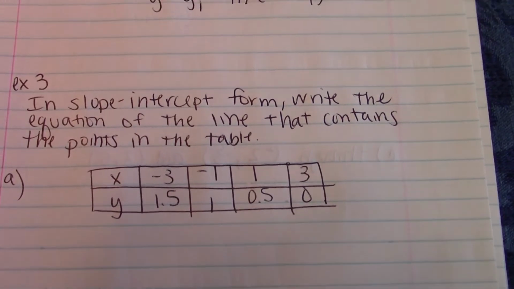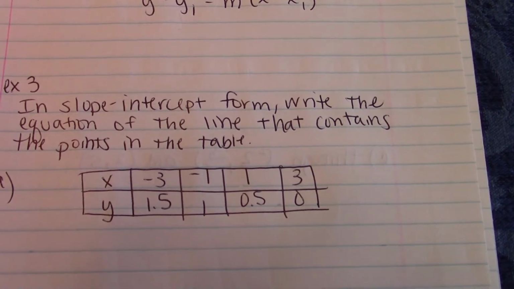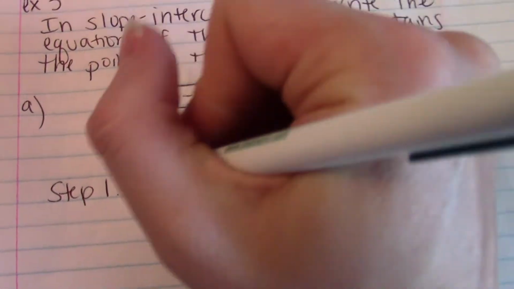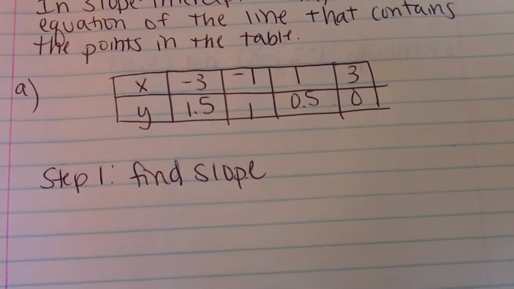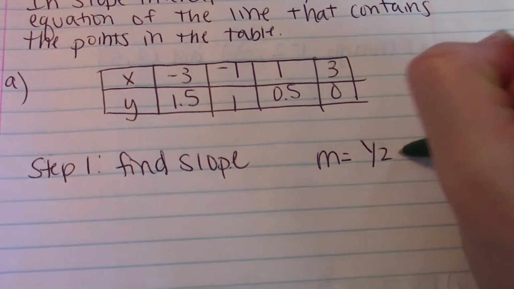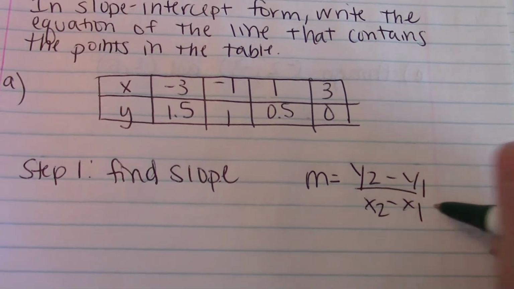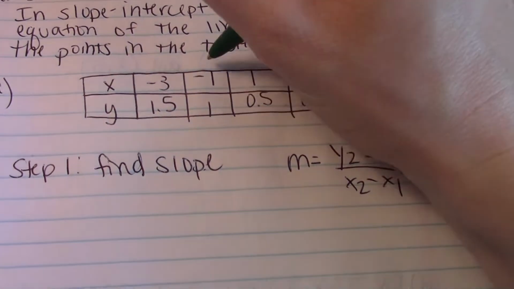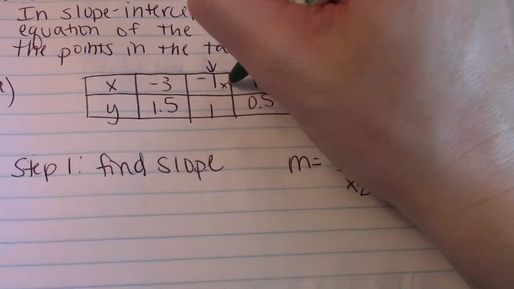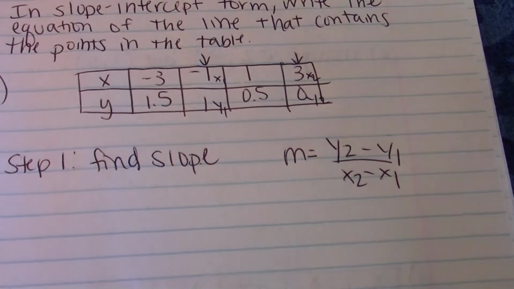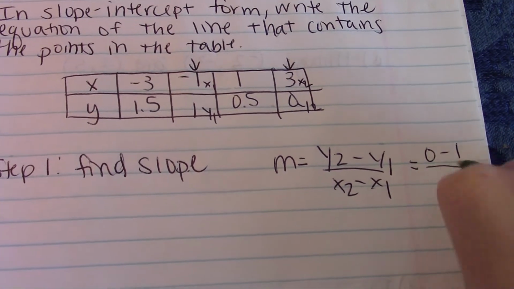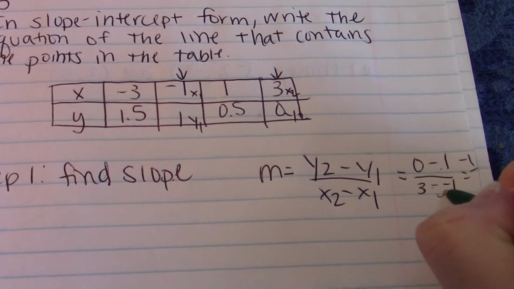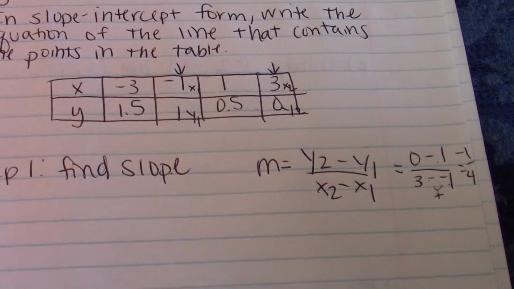So example 3a. In slope-intercept form, write the equation of the line that contains the points in the table. So, we first, step 1, find slope. Okay, remember slope is m equals y2 minus y1 over x2 minus x1. You choose any 2 points you want. Personally, I do not want to work with decimals, so I'm going to choose this one and this one. So, x1, x2, y1, y2. So we have 0 minus 1 over 3 minus negative 1. 0 minus 1 is negative 1. 3 minus negative 1, remember that makes a positive, so 4. So our slope is negative 1 over 4.